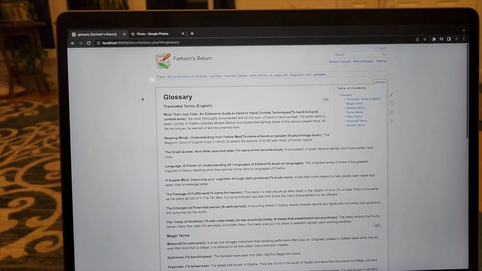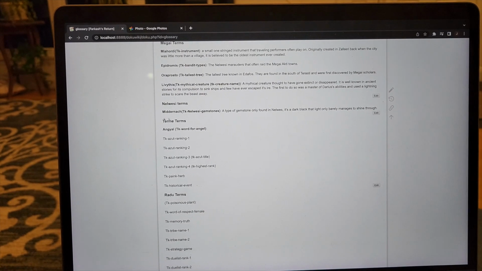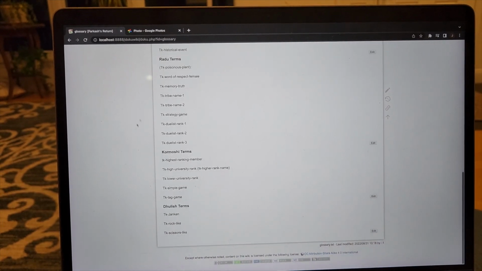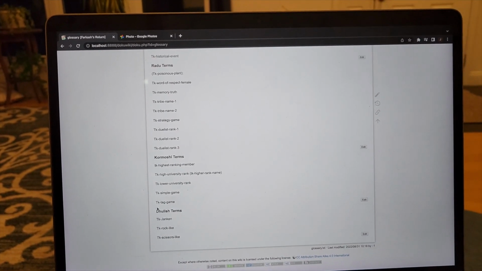Okay, so I've gotten a good start on the naming. I've worked my way all the way up to the Terme terms. So I have those, the Radu ones, Karmoshi, and Dualish left.